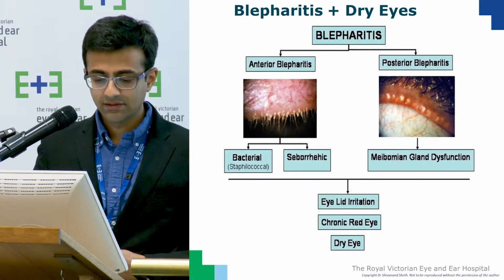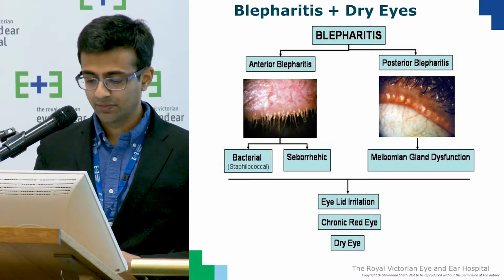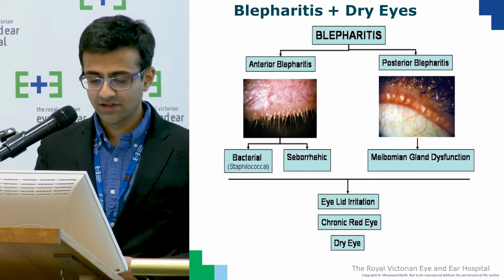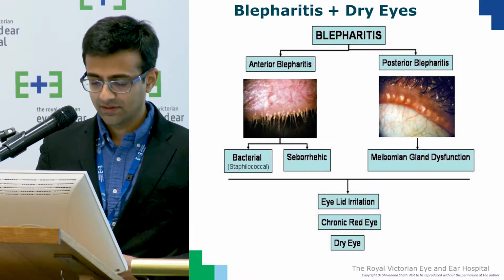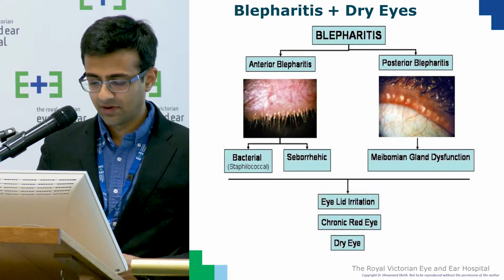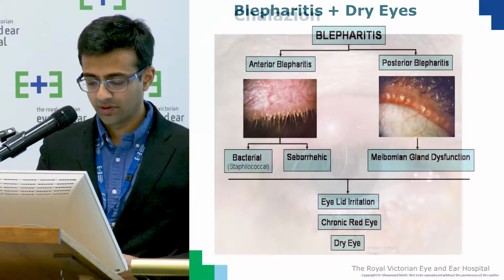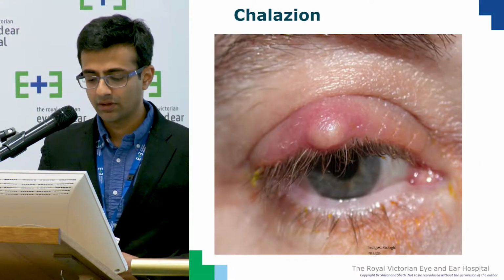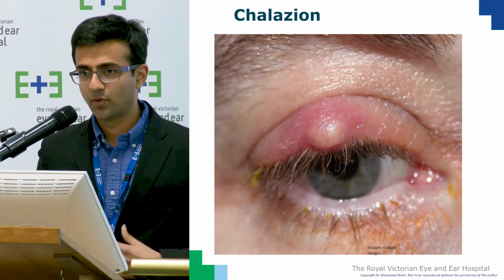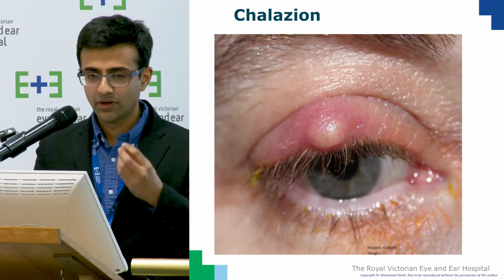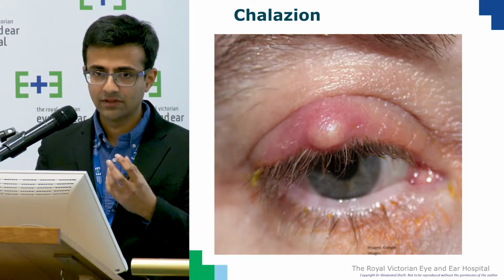So anterior blepharitis is generally bacterial, and hypersensitivity to bacterial proteins can cause chronic blepharitis. Sometimes we do need a course of systemic antibiotics to eliminate them, but rarely. And that's the mechanism: eyelid irritation, chronic red eye, dry eye. And chalazions are quite common in patients who've got blocked meibomian glands, because a chalazion is nothing but a collection of the secretory components of the meibomian glands within it if it's blocked.